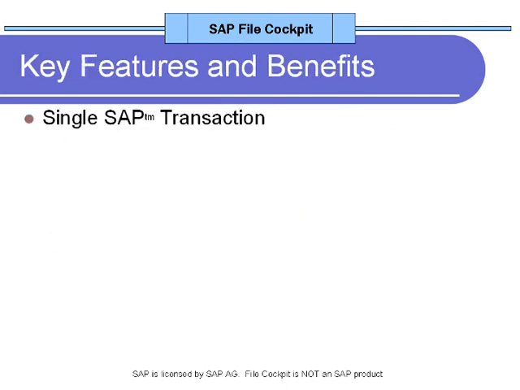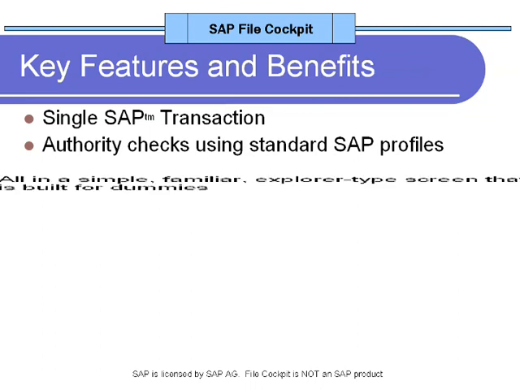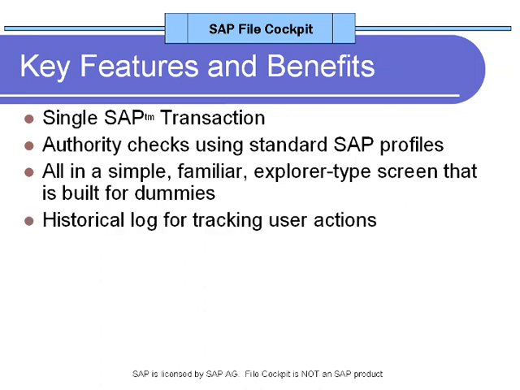So let's look at the key features of the File Cockpit. It's a single SAP transaction. The authority checks use the standard SAP profile and authority checking functionality. You can control what files, what directories, and what actions each user group is authorized to perform. All in a simple, familiar Explorer type screen that's very familiar to your users, so the learning curve is very minimal. Additionally, SAP File Cockpit manages a historical log for tracking the user actions.